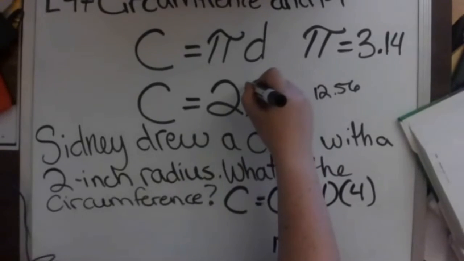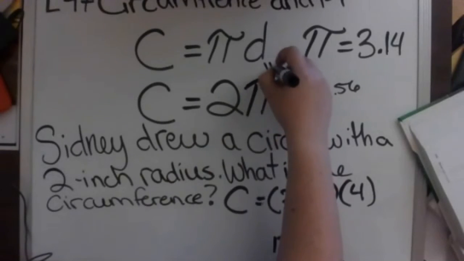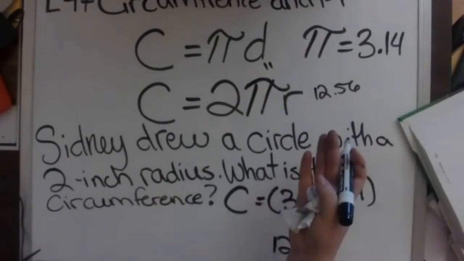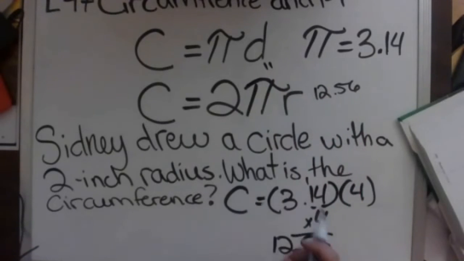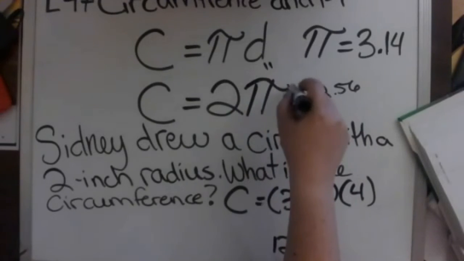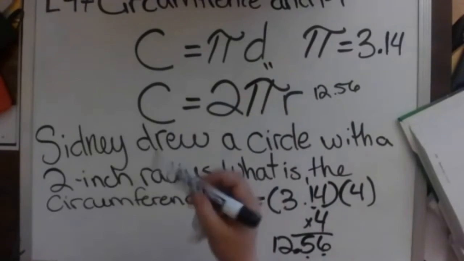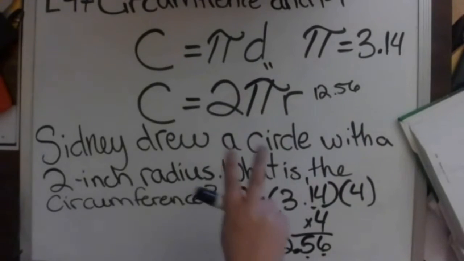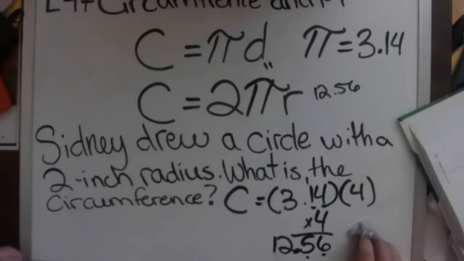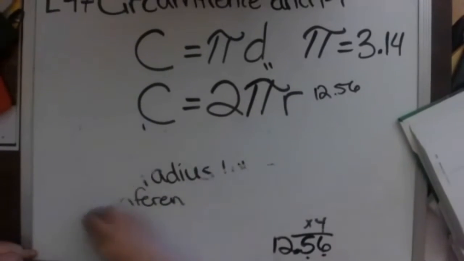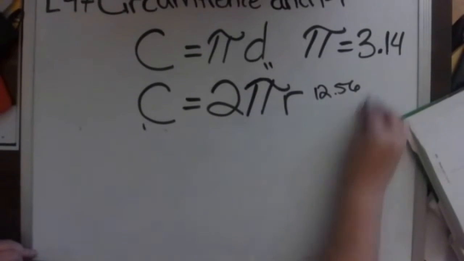Now remember, these two things are equivalent. They'll get you the same answer, because they're talking about the same thing. You're just taking radius, which is half of diameter, so you have to multiply the answer by 2. But that's how you use those formulas: you just plug the numbers in wherever they need to be, and you do all of your multiplication.